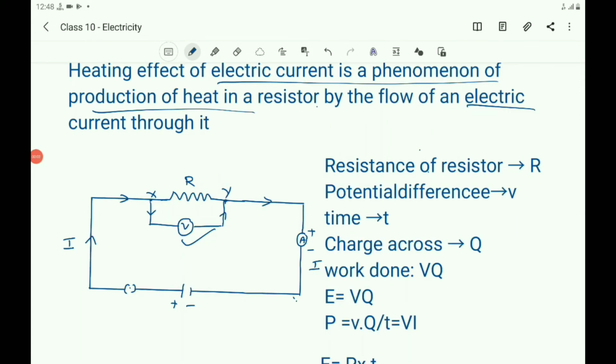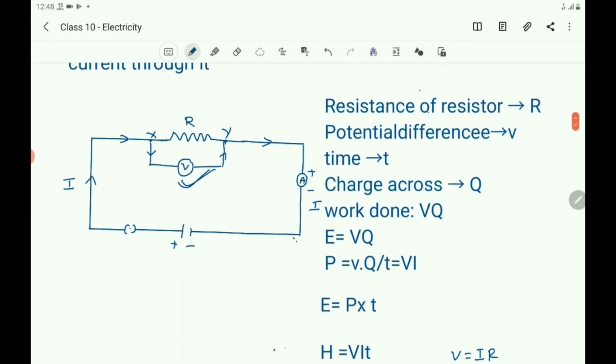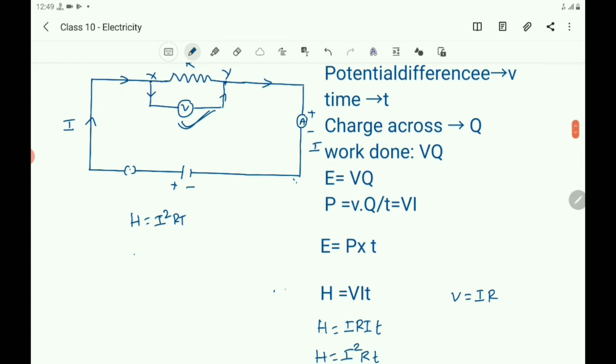In practical situations, when an electric appliance is connected to a known voltage source, the equation H equals I squared R T is used after calculating the current through it using the relation I equals V by R. Here, the potential difference is known.